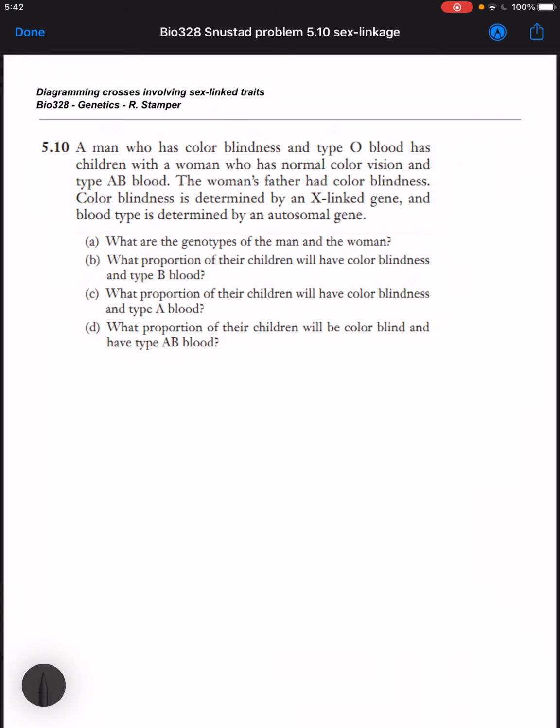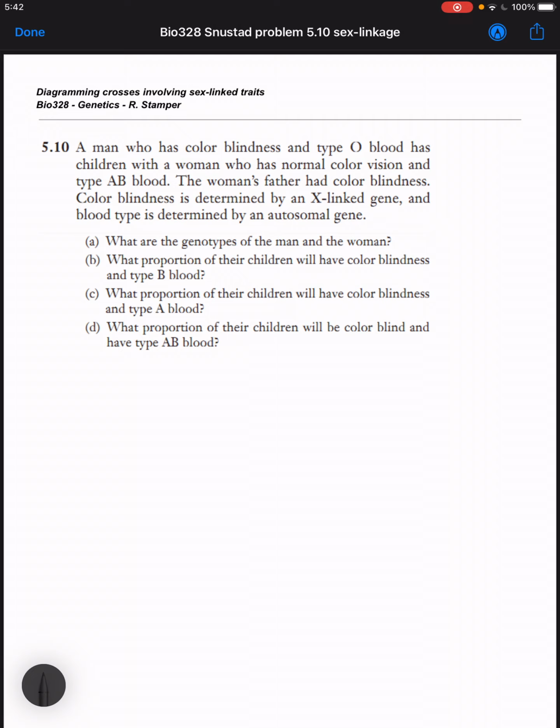Hi everybody. I wanted to take a minute and go through a video example here of how to do a problem involving sex-linked genes. This comes out of our textbook, problem 5.10. This is just one of many examples in the chapter that are going to be really good practice for you to look at. So this problem sets us up with an explanation.